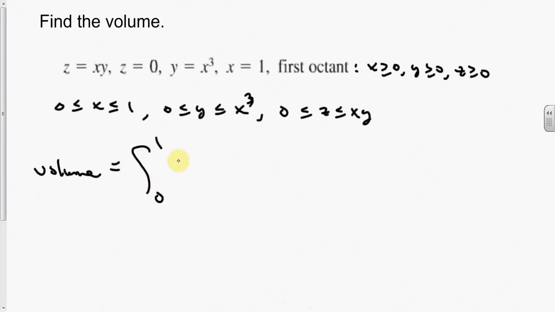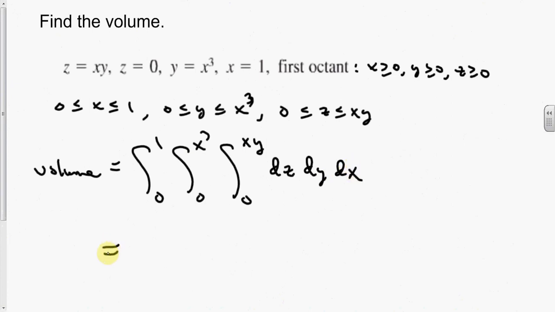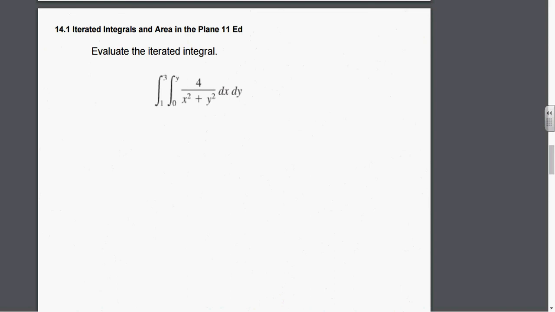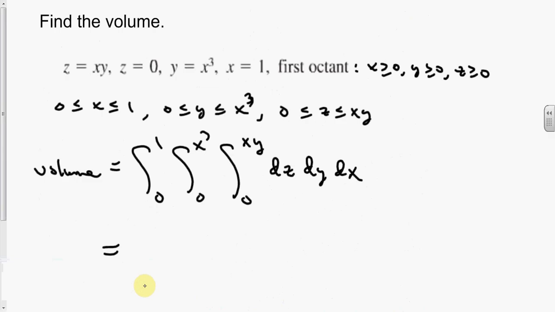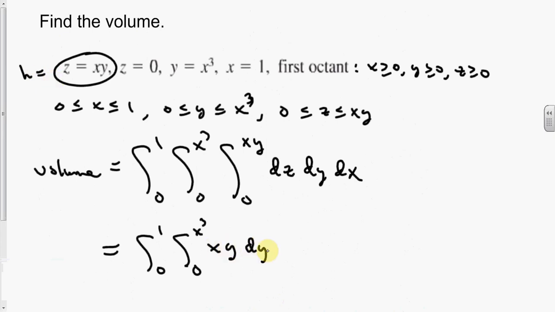The volume will be the integral from 0 to 1, the integral from 0 to x cubed, then the integral from 0 to xy. So 0 to xy is the boundary for z, that's dz. The boundaries from 0 to x cubed is y, so that's dy. And then the boundaries from 0 to 1 is dx. But for this problem, I digress to say this, that this is the integral from 0 to 1, the integral from 0 to x cubed, and then the height function is z equal to xy. So this is just xy dy dx.